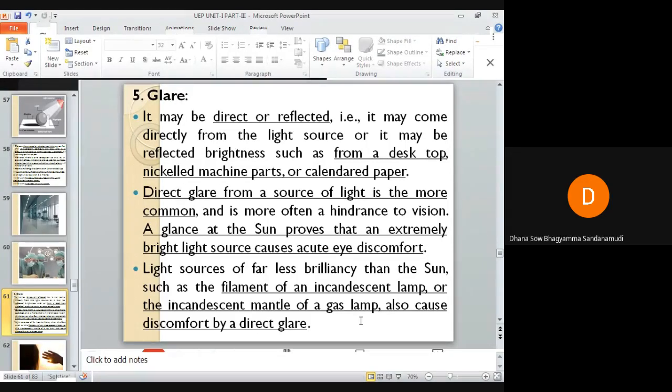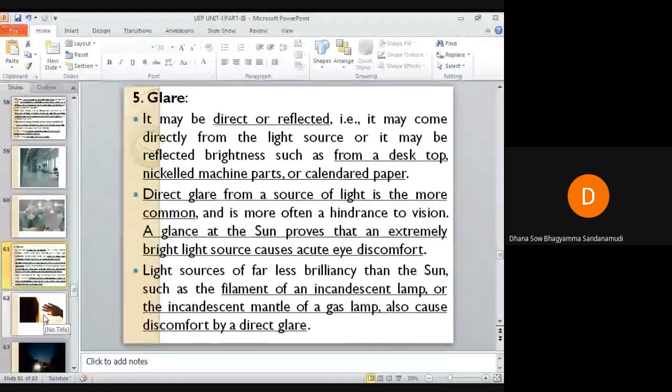If you observe, I don't know how many of you have observed, calendared papers are very shiny. In our houses, they will reflect light. Even machines with nickel metallic parts, and desktops which are smoother in surface, will also reflect light.